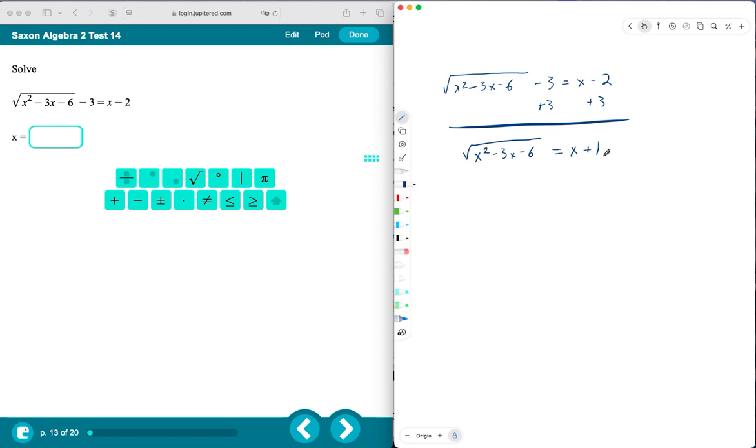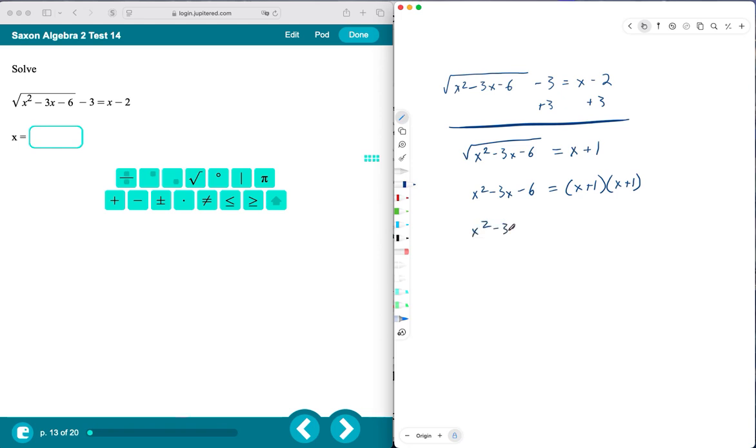All right, so I'm going to square both sides. When I do that, I get x squared minus 3x minus 6 is equal to x plus 1 times x plus 1, because we squared both sides. When we squared this side, the radical went away. When I square this side, I have to write it twice and multiply. So let's do that part.